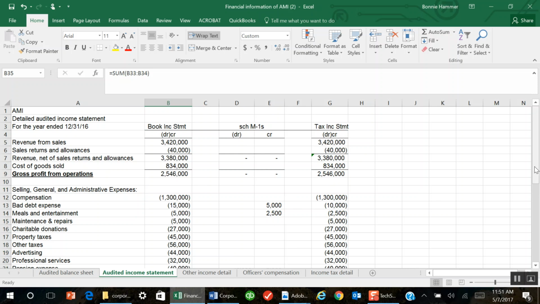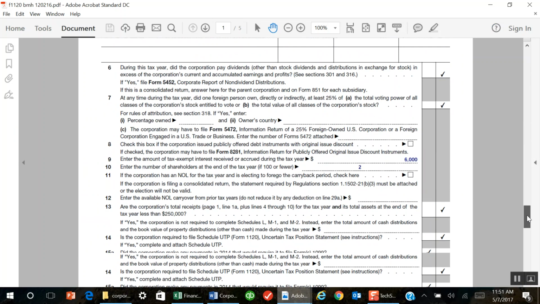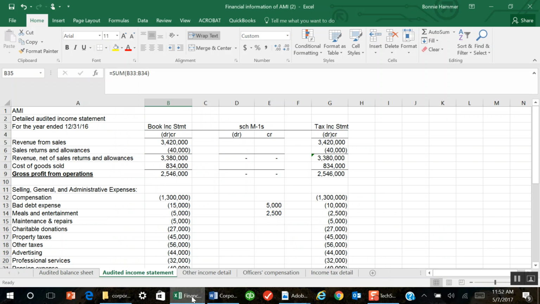Now, we call them M1s in the accounting industry. Why? Because Schedule M1 that I just showed you on page 5 is your book tax reconciliation. And lines 2 through 9 are your book tax differences. And we typically call those Schedule M1s or Schedule M1 adjustments. Okay? So that's the lingo that we use.